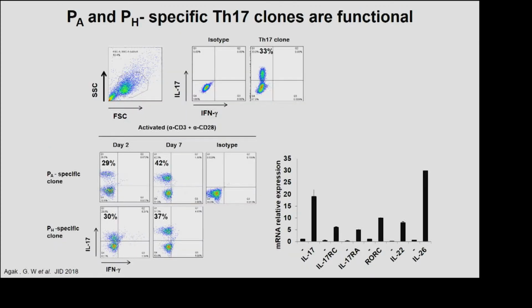So these are some of the clones. This is an acne-associated clone. Again, you see that these clones are specific for the molecules we're interested in, and they are secreting IL-17. These are the healthy-associated strains. Both of them are secreting IL-17, and when we do real-time PCR, we see that they express molecules that are associated with the Th17 phenotype.